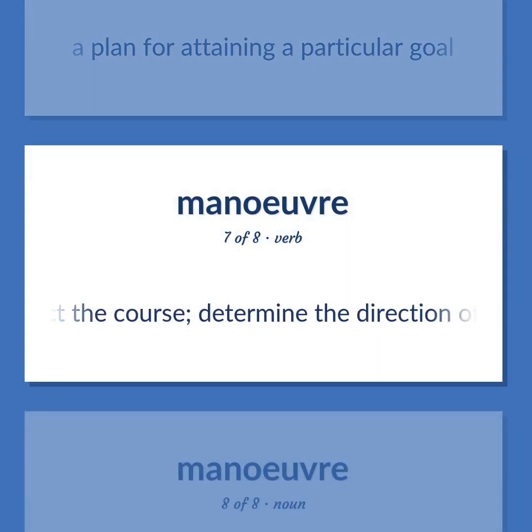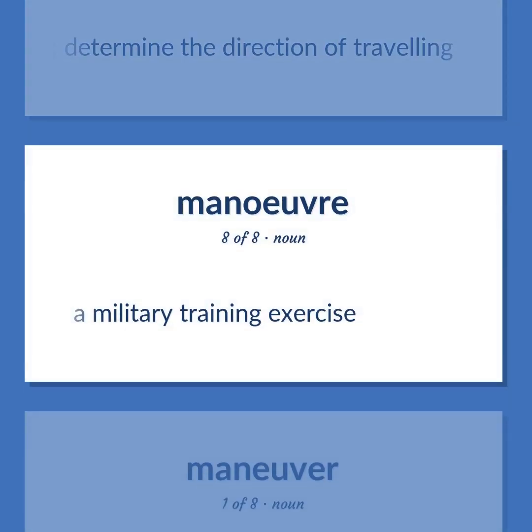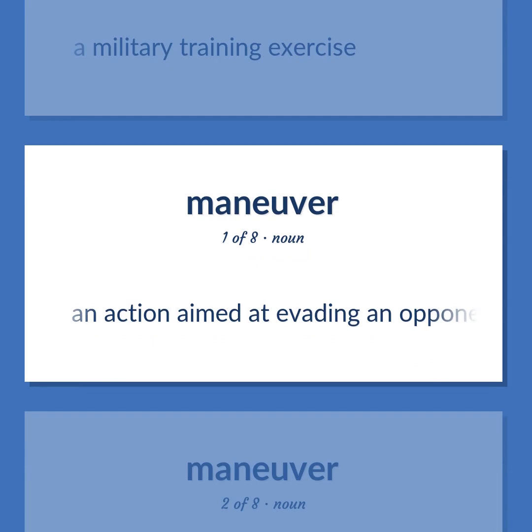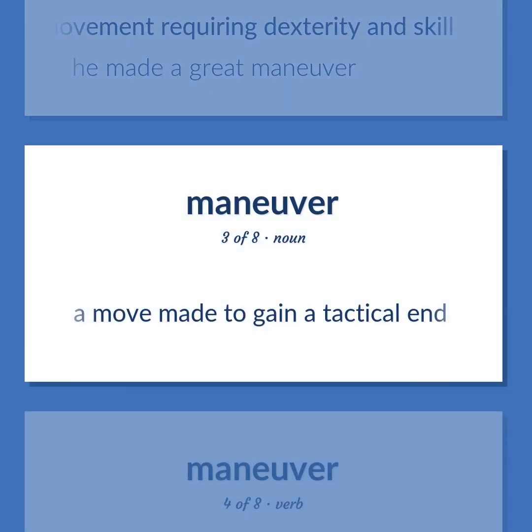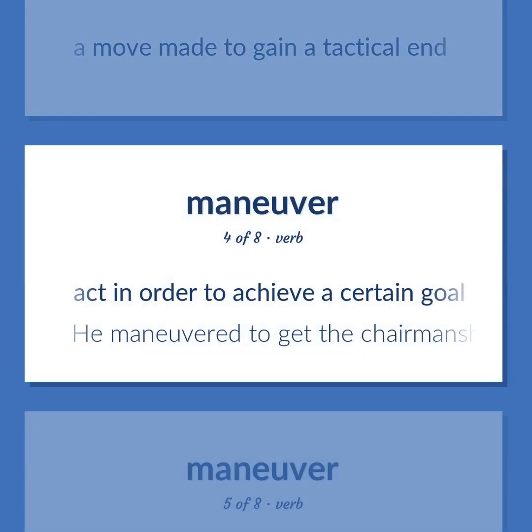Direct the course. Determine the direction of traveling. A military training exercise. An action aimed at evading an opponent. A deliberate coordinated movement requiring dexterity and skill. He made a great maneuver. A move made to gain a tactical end. Act in order to achieve a certain goal. He maneuvered to get the chairmanship.